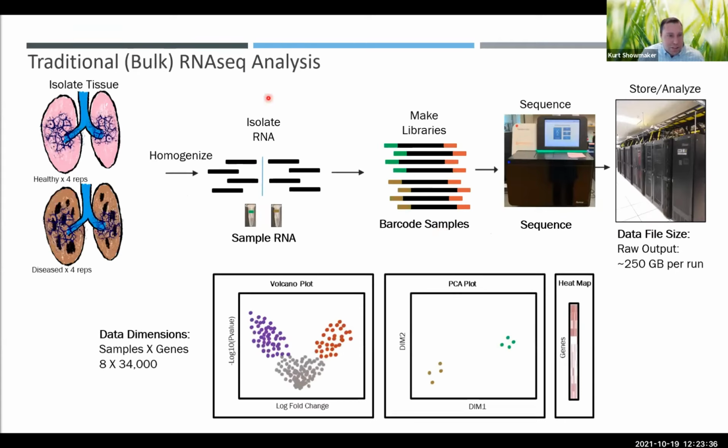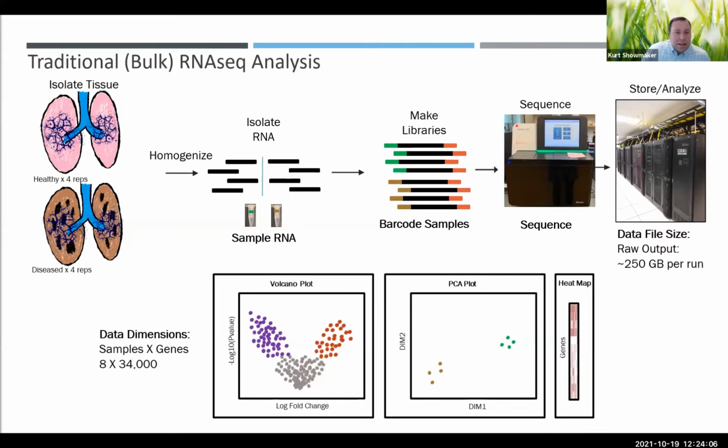Traditionally, when we did RNA-seq or gene expression analysis, we would take a piece of tissue and homogenize it from a treatment group, like a healthy lung versus a diseased lung from a smoker. And then we would isolate the RNA, make libraries and then sequence. And by traditionally, I mean the last 10 or so years. When we get done with the sequencing, we have the raw sequence output that is about 250 gigabytes worth of data.